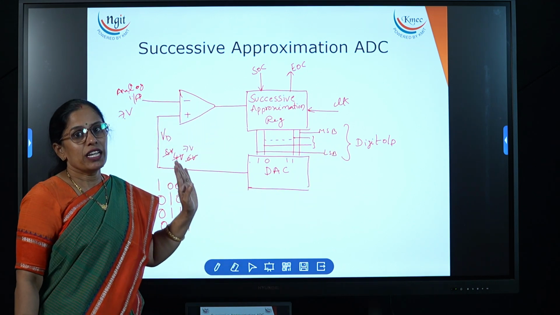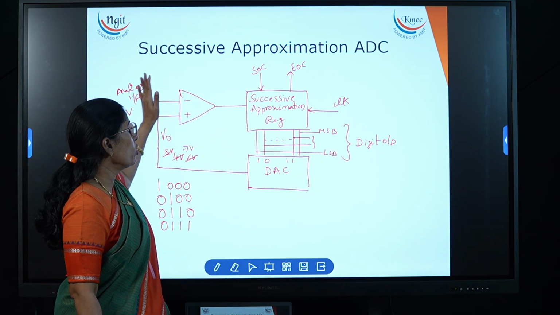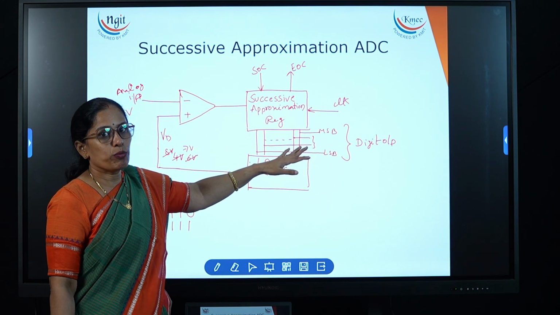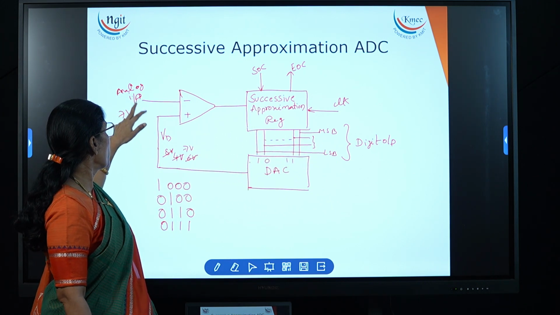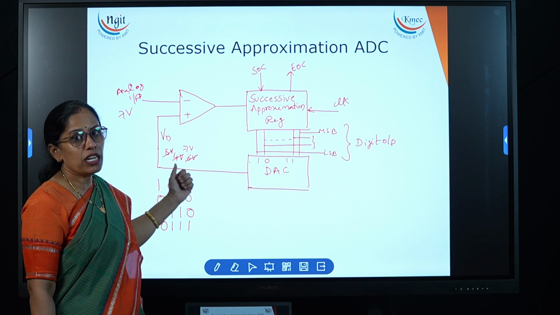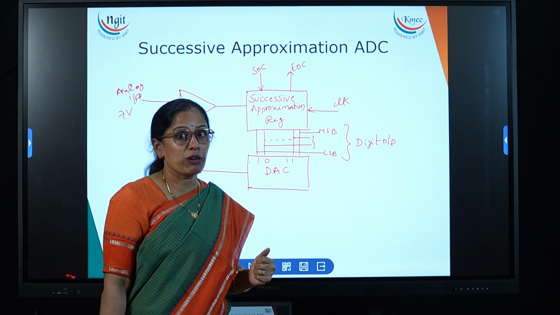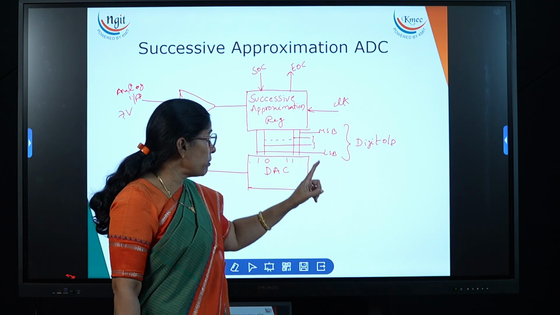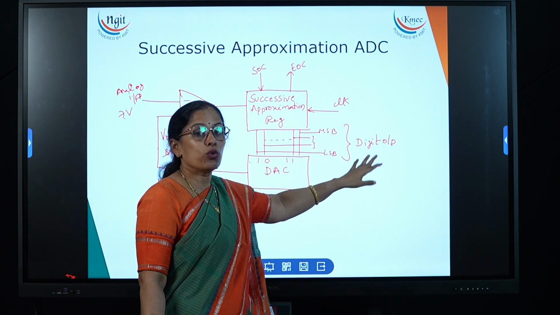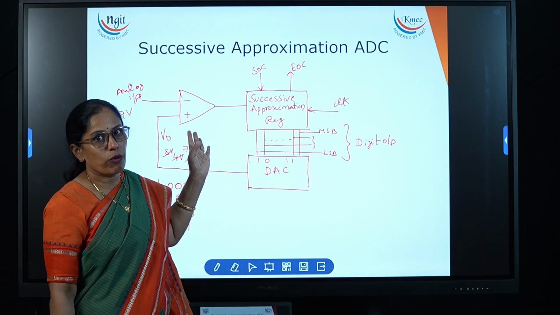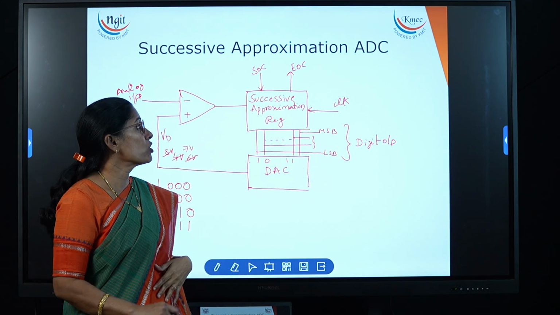Like this, it will convert the analog input to a digital output by comparing the analog input to some n-bit digital inputs. So this is about the successive approximation. Here, how many clock pulses are required? As many clock pulses are required as the number of bits in the digital output we are taking. So this is about the successive approximation.